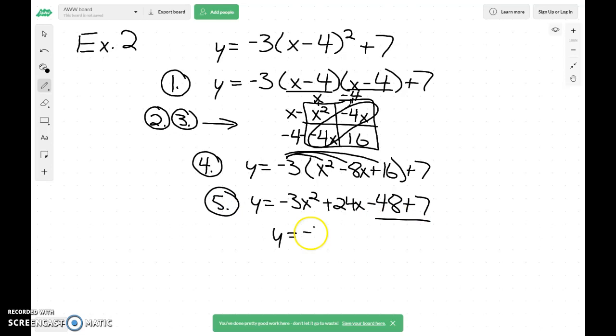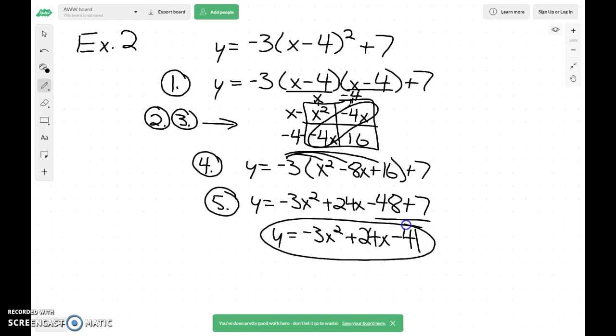So when we solve that, that's going to be -3x squared plus 24x, and then this is where you guys were seeing that -41. So then it's going to be -41 when we add -48 plus 7. So then we have our problem in standard form, and we went from vertex to standard form.